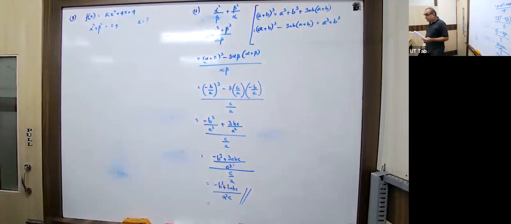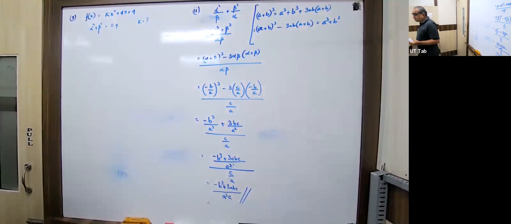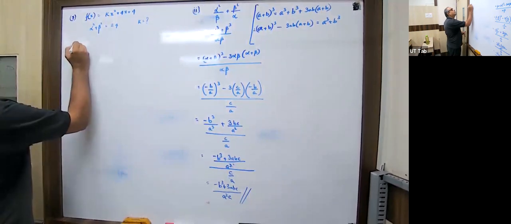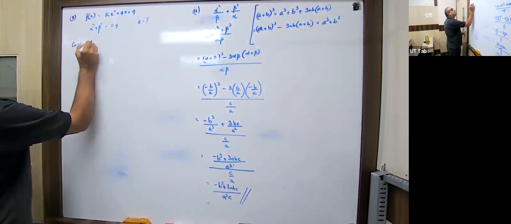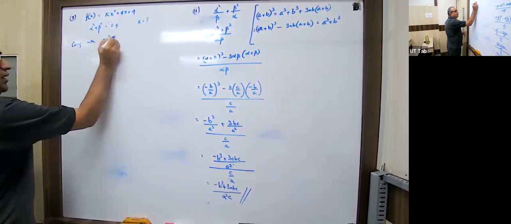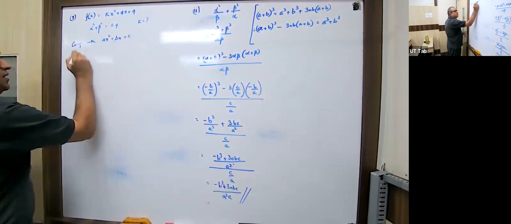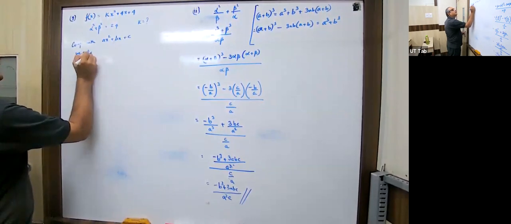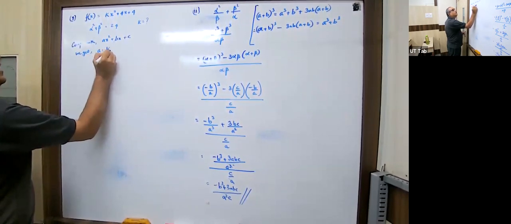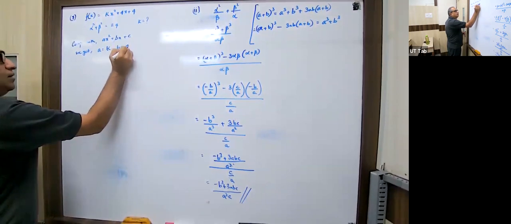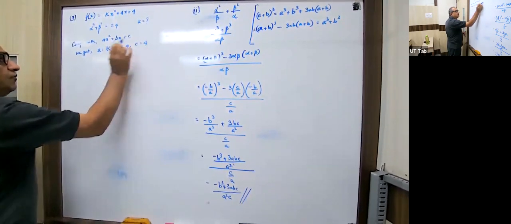Next question, if alpha and beta are the zeros of this quadratic polynomial, such that alpha squared plus beta squared is 24, find the value of k. Again, as I said, comparing with ax squared plus bx plus c, we get what is a? k. What is b? What is c?